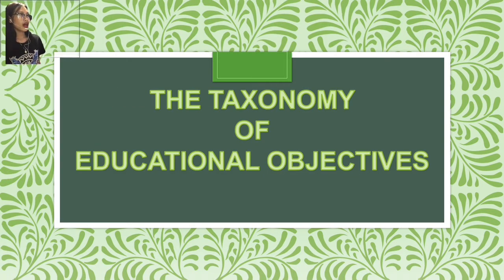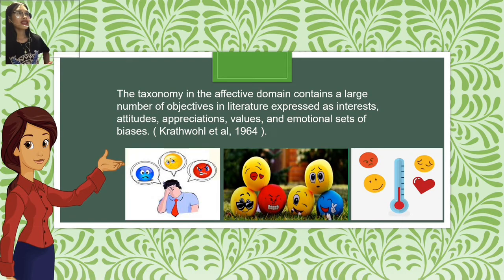In this video, I will be discussing the taxonomy of educational objectives. The taxonomy in the affective domain contains a large number of adjectives in literature expressed as interest, attitudes, appreciations, values, and emotional sets of biases by Krathwohl et al., 1964.